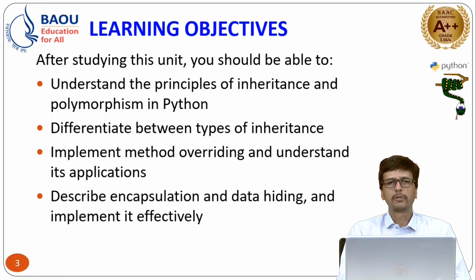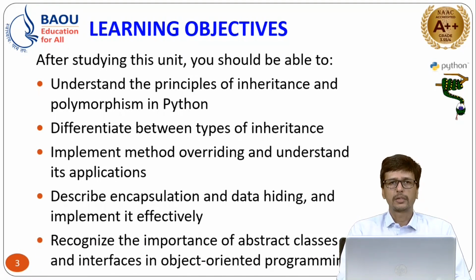Then after, you will be able to describe what is encapsulation, what is data hiding, and how to implement it effectively. Suppose you require to secure your data. In that case, you need to use that particular feature called data hiding. We implement this feature with the help of encapsulation, which we will discuss with demonstration. And then after, you will be able to understand what are abstract classes and interfaces that are used in object-oriented programming, especially in Python. So these are the learning objectives. You will be able to understand all these topics after completion of this unit.